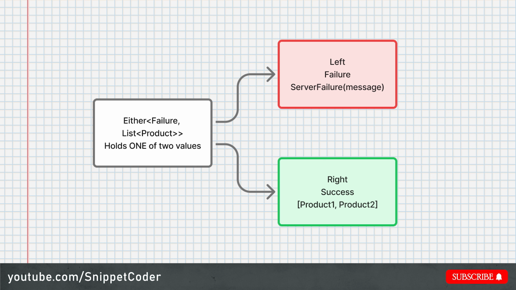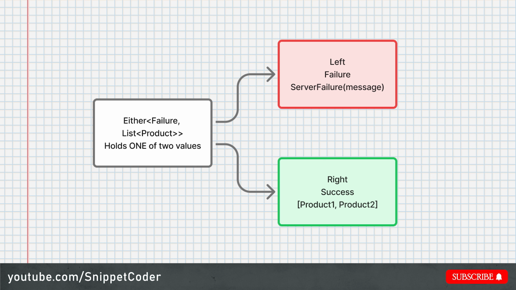Either is a type that holds one of two values, left or right. By convention, left holds a failure, the error, and right holds a success, that is the data. Think of it like a box that contains either an error or data, never both. This reads as either a failure or a list of products.